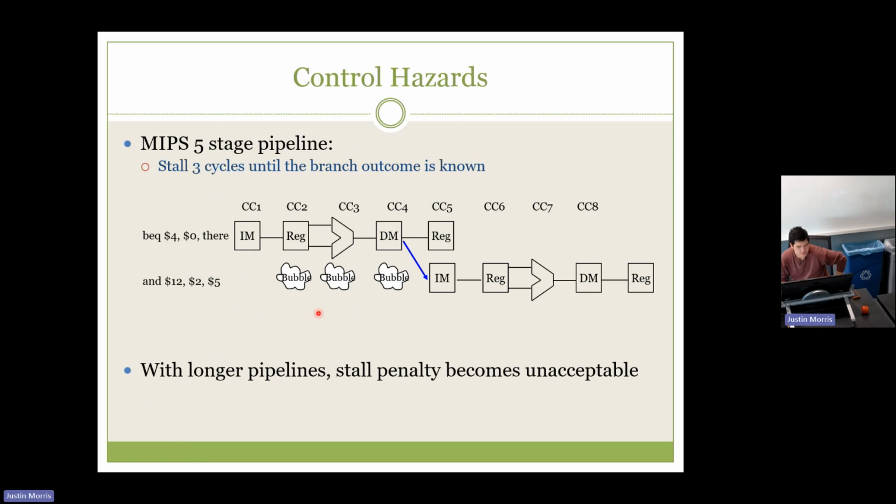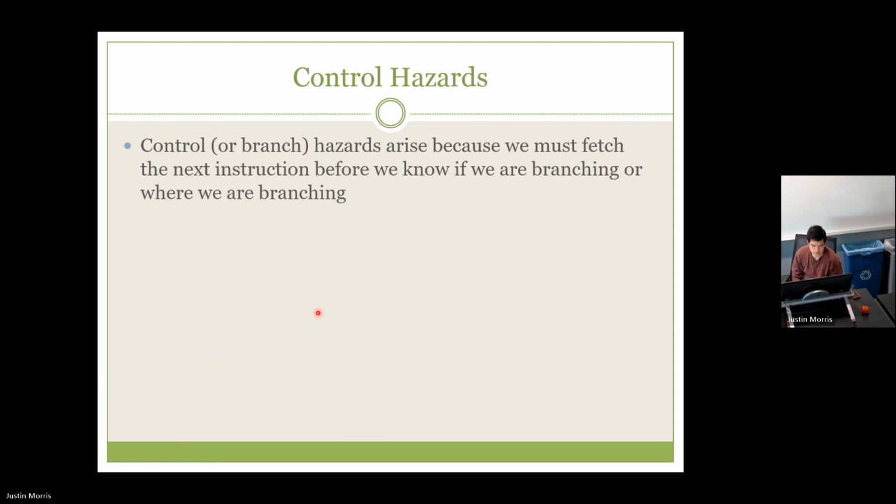The other reason is branches are usually around 10 to 20% of your total instructions. So it would be a huge performance impact. So this is unacceptable. So these control hazards are arising because we must fetch the next instruction before we know if we're branching or where we are branching.